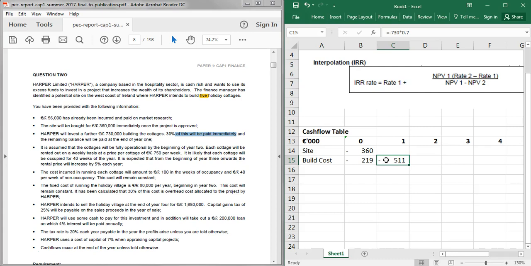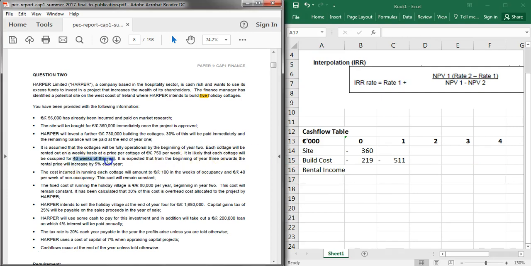So it looks like we're building the cottages for the first year. We're told here you're going to rent out the cottages, fully operational at the start of year 2. So from year 2 to year 4, we're going to have income. Each cottage is rented out on a weekly basis, so we call this rental income of 750 per cottage. Each cottage will be occupied for 40 weeks of the year.